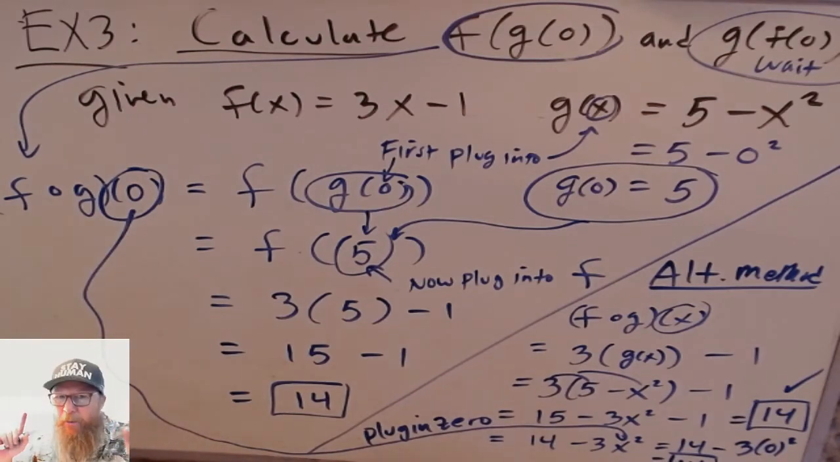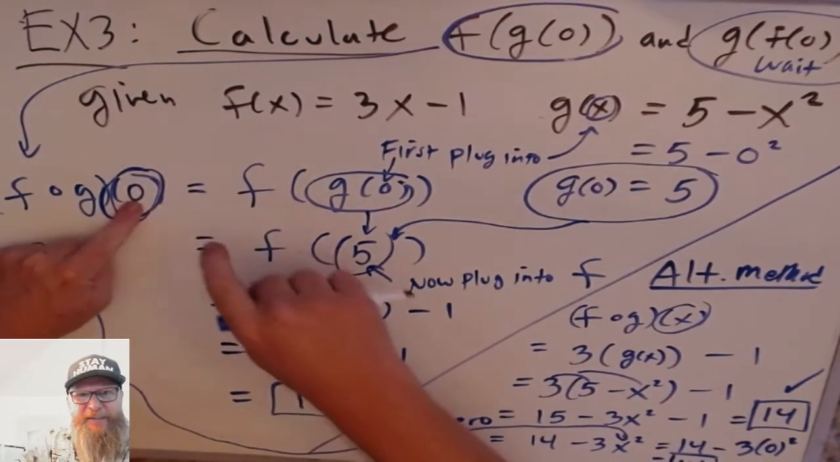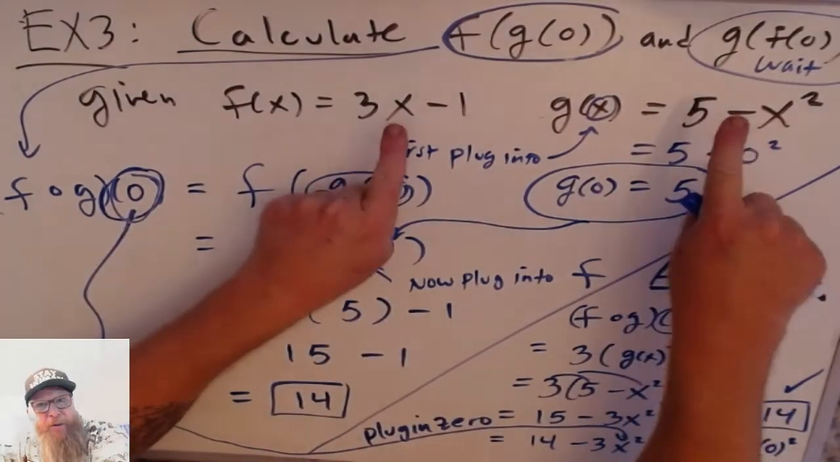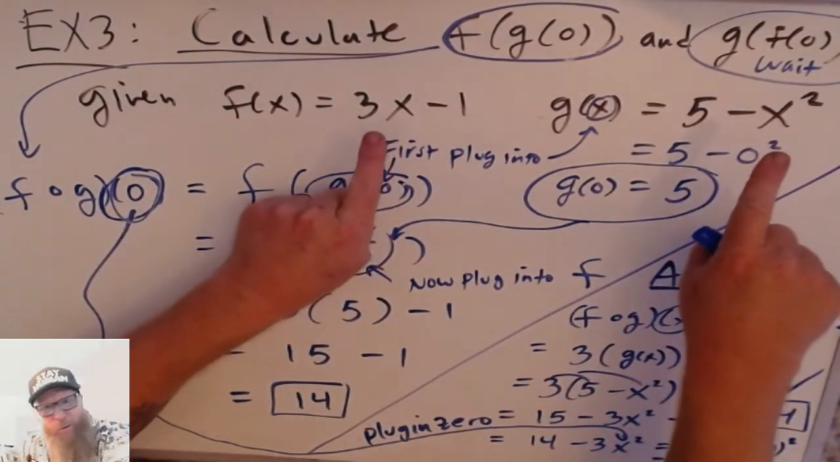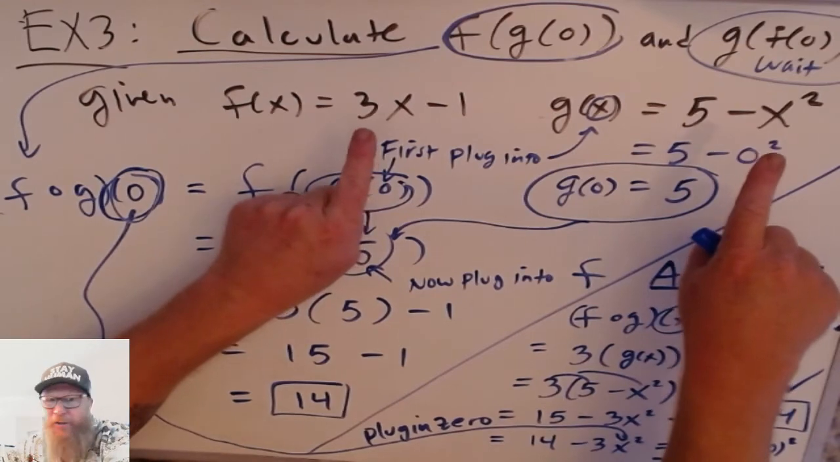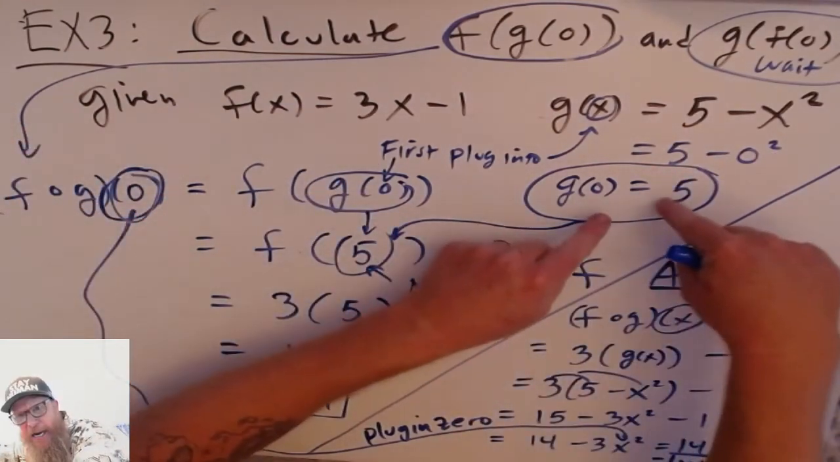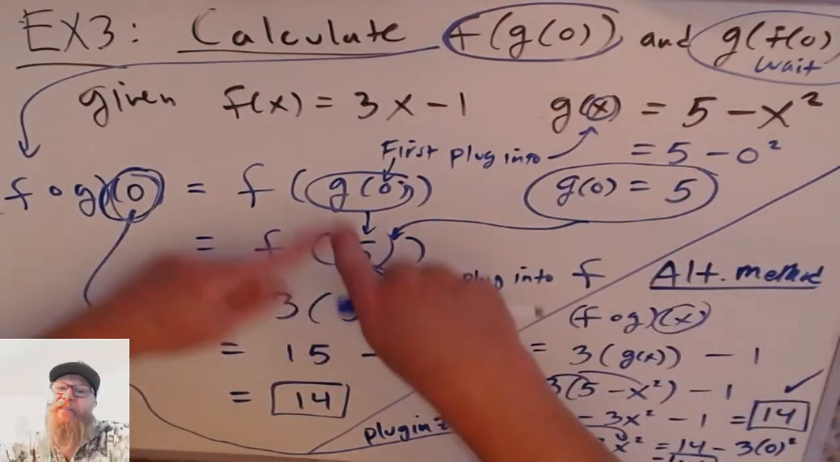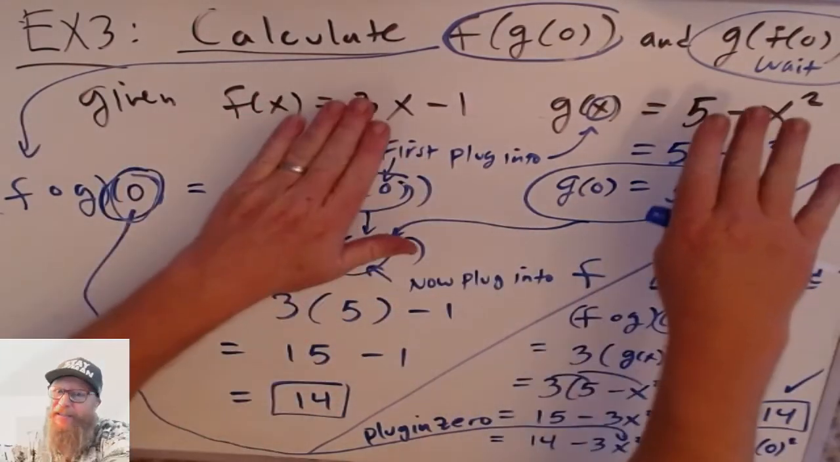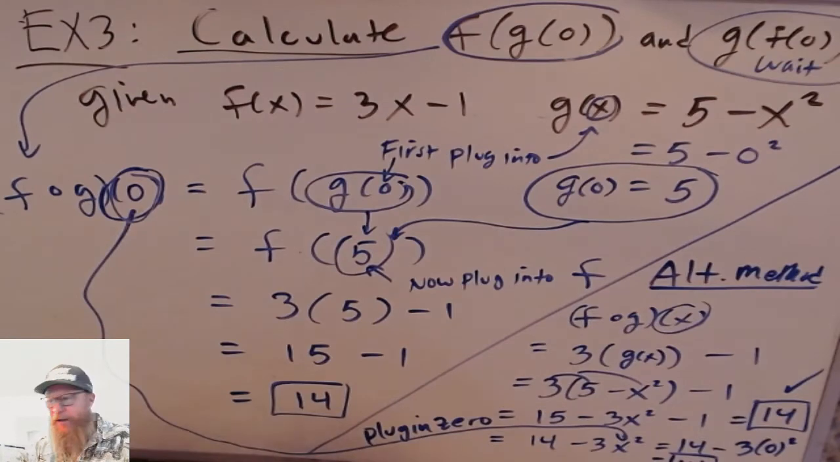And again, here's what will never work. If you take the 0 and try to plug it into both, that never works. That will never, ever work, because you're not plugging 0 into both. You're plugging 0 into G, and then you're plugging 5 into the other function. So plugging 0 into both functions would certainly not work.